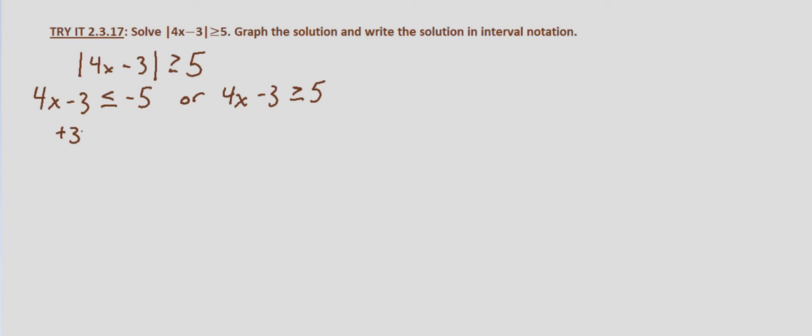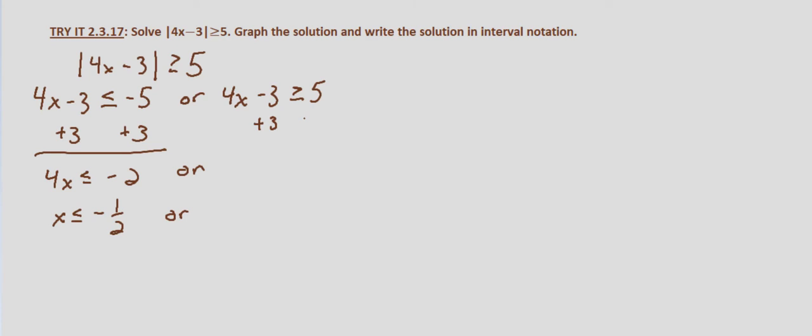So add 3 to both sides. We get 4x is less than or equal to negative 2. Divide both sides by 4, and we get x is less than or equal to negative 2/4, which is negative 1/2. Now we go to the other side, add 3 to both sides. 4x is greater than or equal to 8. Divide both sides by 4, and we get x is greater than or equal to 2.